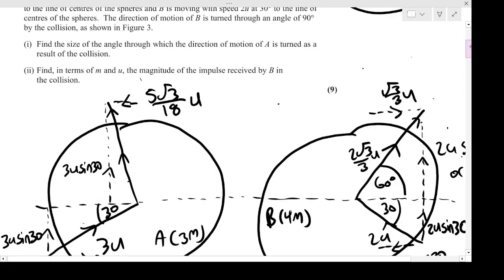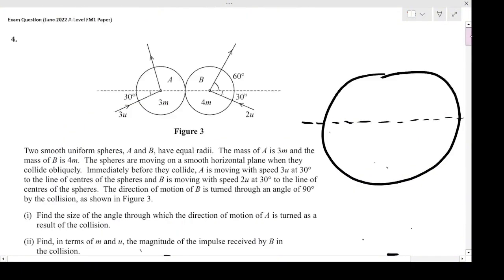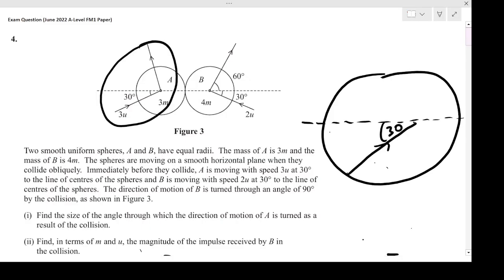So I want to draw my two velocities, before and after. So this is before. Again, it's going to look like that. Well, I can just use the diagram here, right? So it's going to look like this before, at an angle 30. Then afterwards, like that.